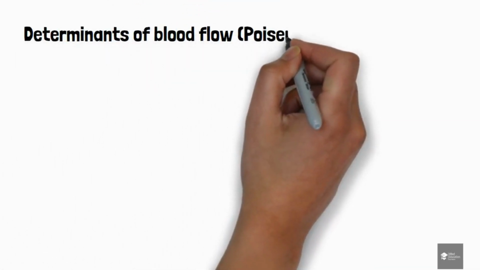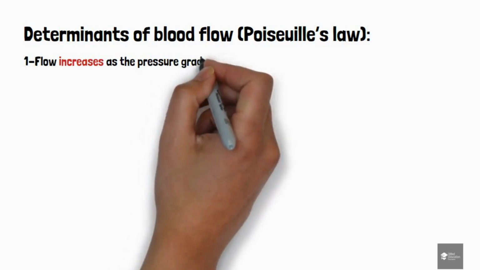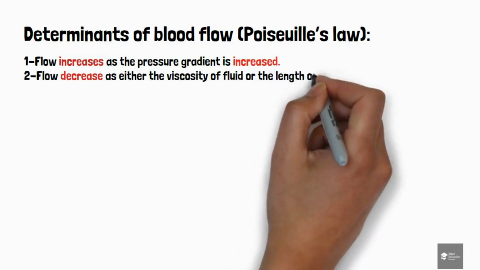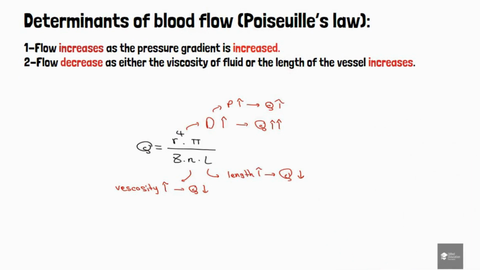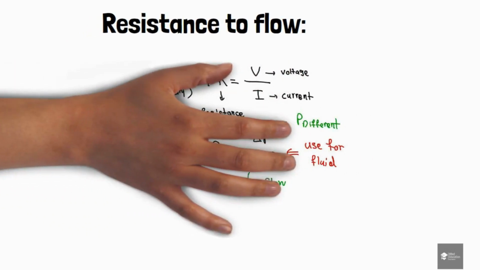Now let's talk about the determination of blood flow. What do we mean by determination of blood flow? Flow increases as the pressure gradient increases, and flow decreases as either the viscosity of the fluid or the length of the vessel increases. For that, look at the equation of the flow. Flow is related to the diameter or radius, so if diameter increases, flow increases; if viscosity increases, flow decreases; and if length increases, flow decreases. You don't need to know the equation, but you need to know the features and relationships between different things. So now let's talk about the resistance to the flow.